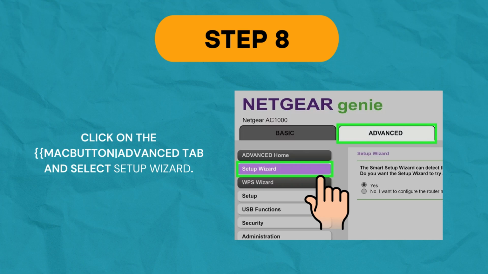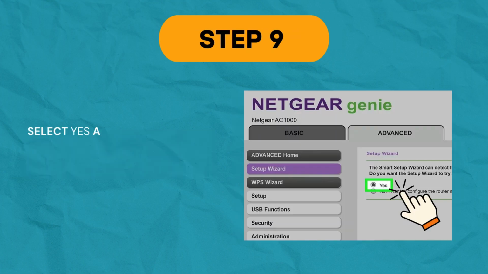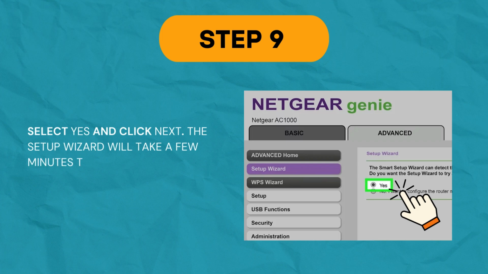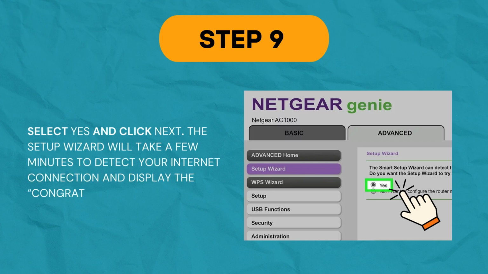Step 8. Click on the Advanced tab and select Setup Wizard. Step 9. Select Yes and click Next. The Setup Wizard will take a few minutes to detect your internet connection and display the congratulations page when complete.